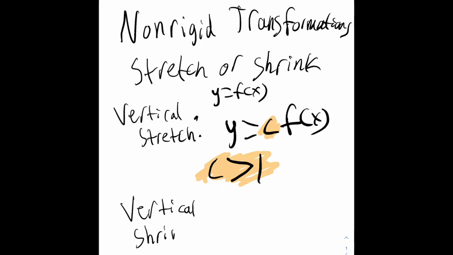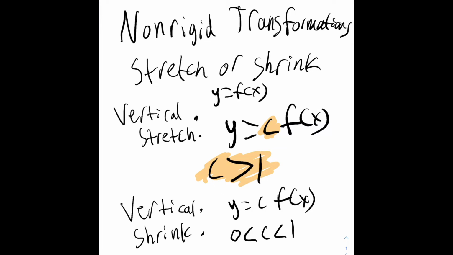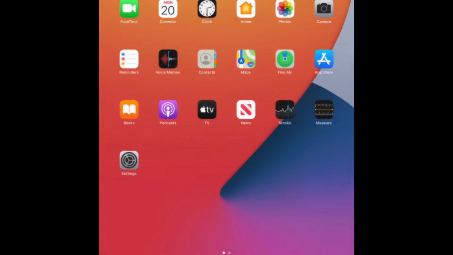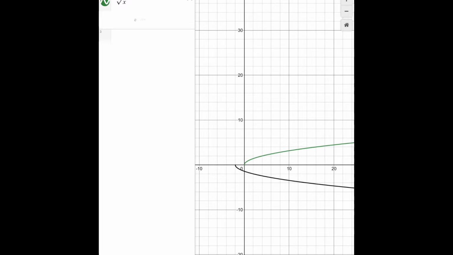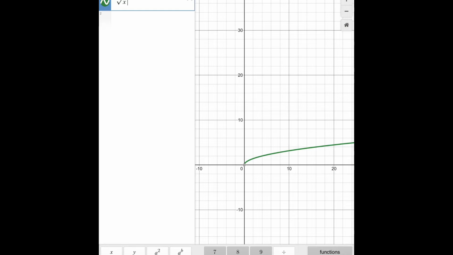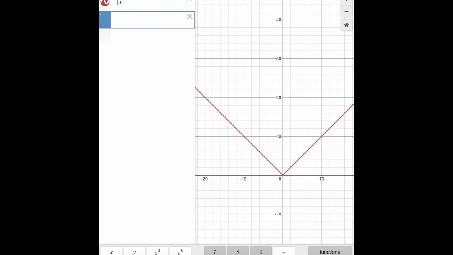We're going to get a vertical shrink, or kind of like smush it together, when we have the same thing right here, except c has to be in between 0 and 1. So let's do an example, and I think it will make more sense. I'm going to take out my Desmos calculator, and I'm going to take the absolute value function, the absolute value of x. This is the one that kind of looks like a V.